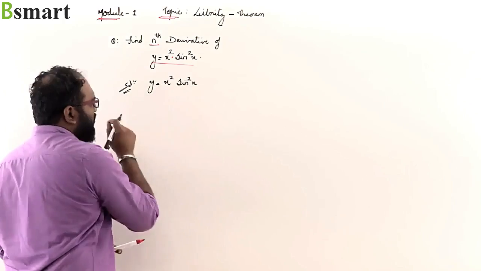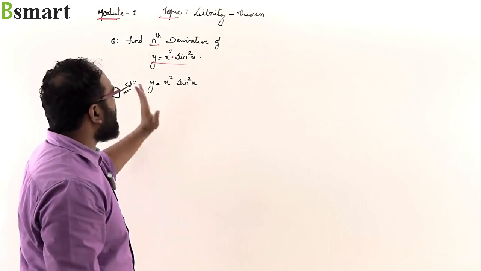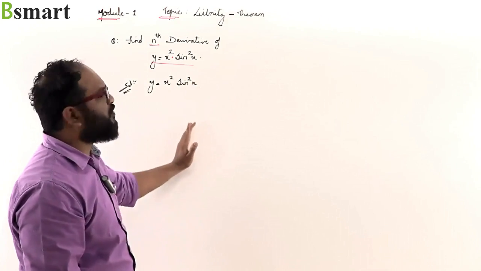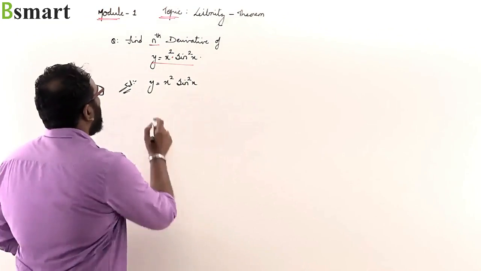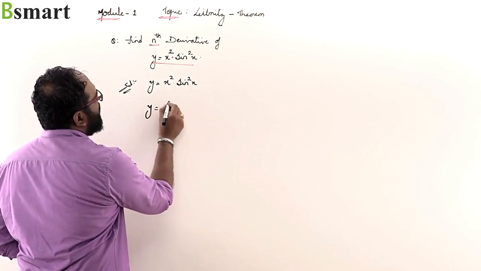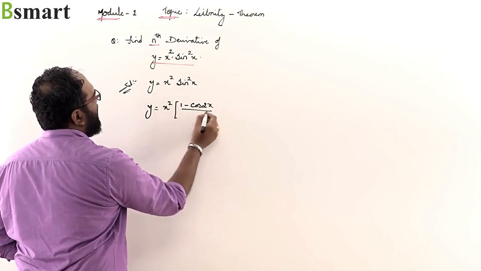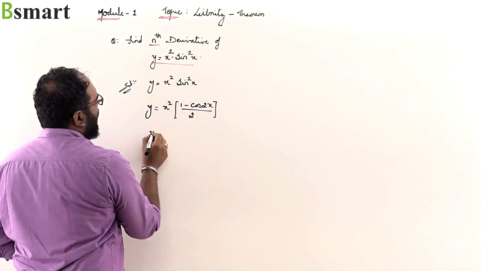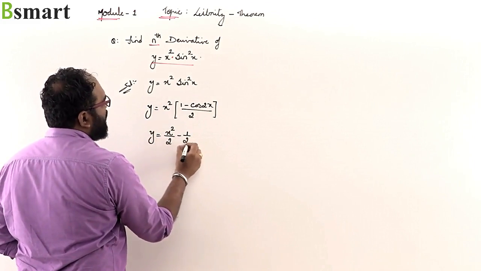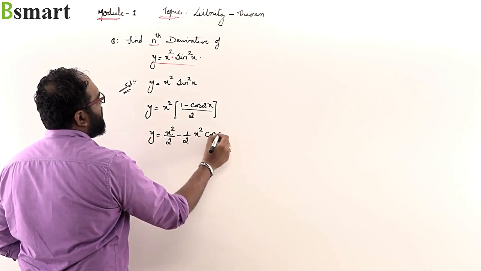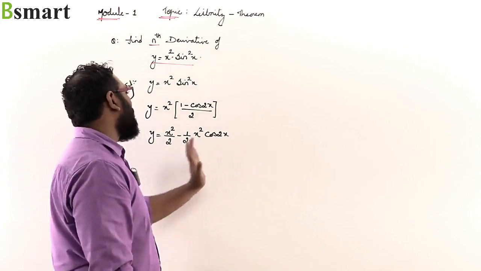In order to find the nth derivative, we don't have an nth derivative of sin²x. So first we have to convert it into a known function whose nth derivative we have found. Sin²x can be written as (1 − cos 2x)/2, so y = x²/2 − (1/2) x² cos 2x. Now we have the nth derivative of cos 2x, so we can apply the Leibniz theorem.